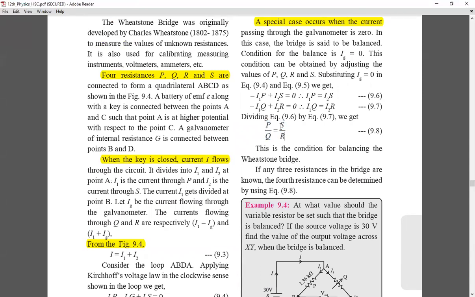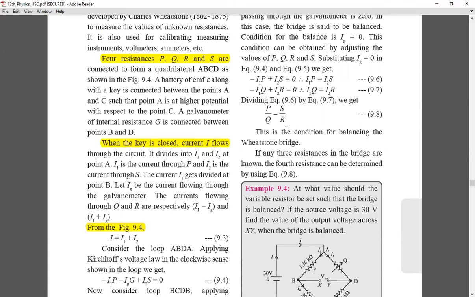If three resistances are known in this equation, then we can determine the unknown resistance. Let us consider that if P and Q are known resistances, then S will be the unknown. Then we can determine the value of the unknown resistance S by putting in P, Q and R. So this is the method.